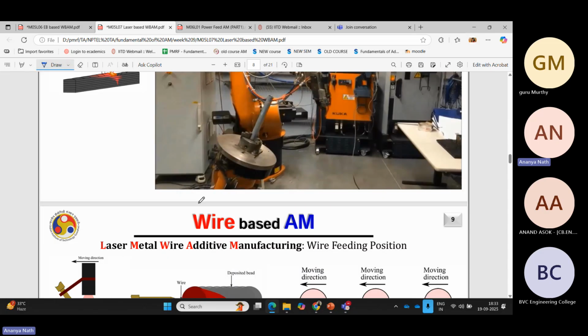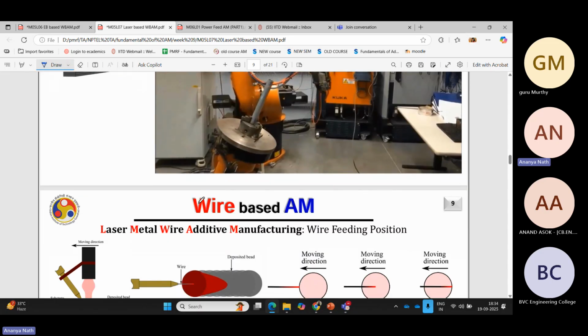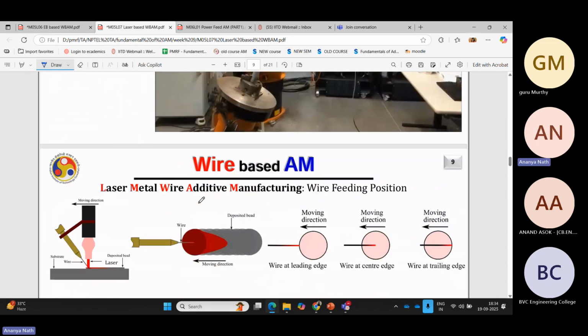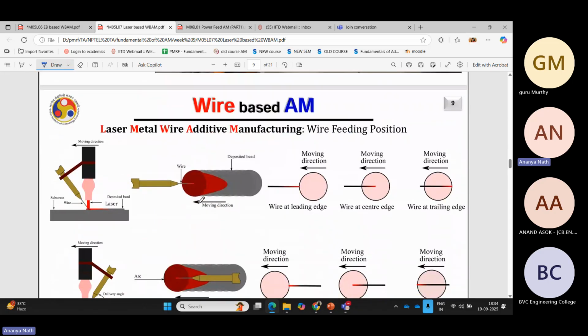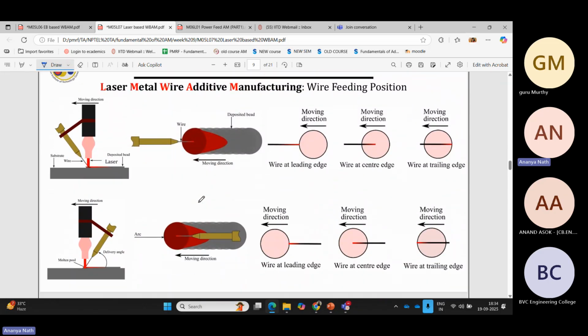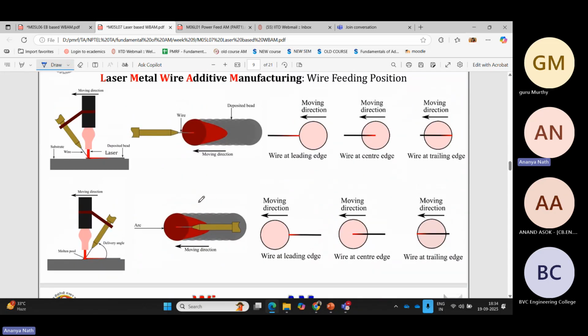In an open atmosphere, you can print a very large part. So that's why laser wire AM processes are very, very useful these days. They have a lot of real applications where people are actually using the laser wire AM process to manufacture big parts in rocket engines, in NASA, ISRO also you can find.